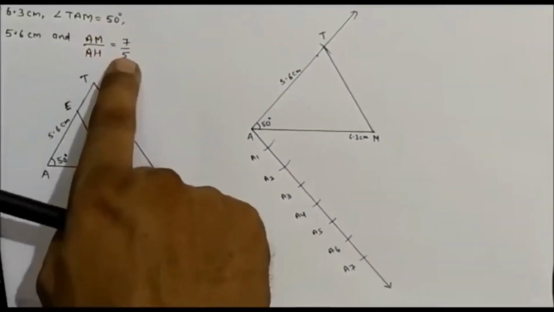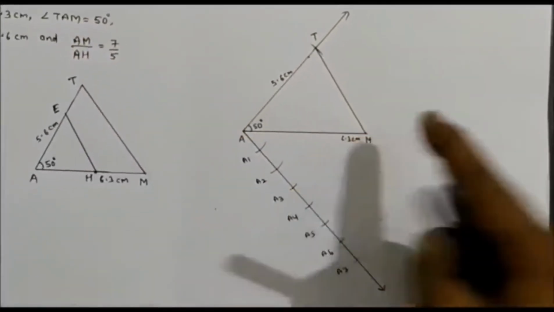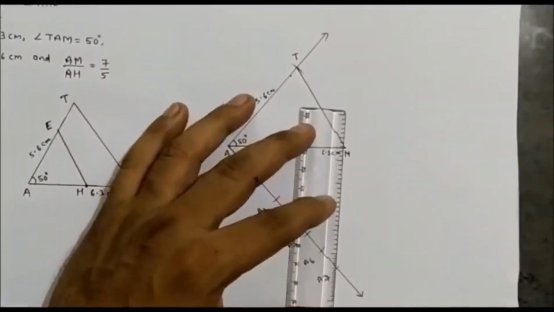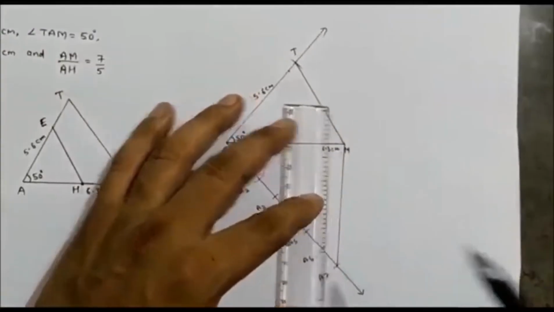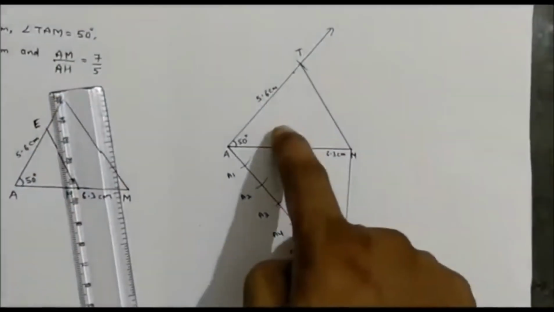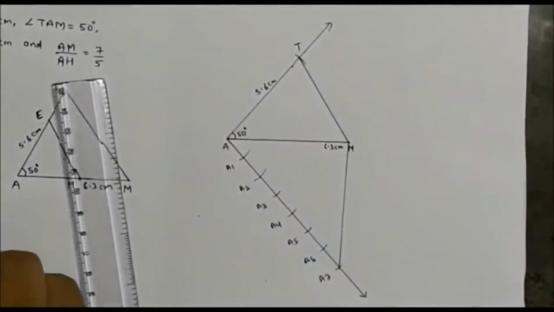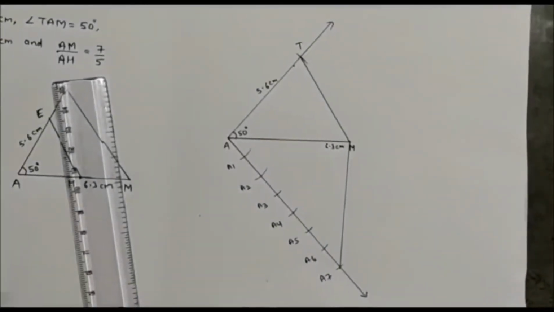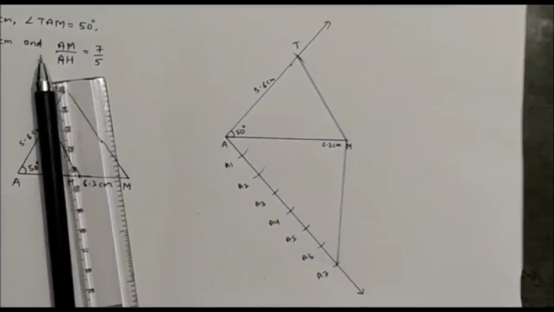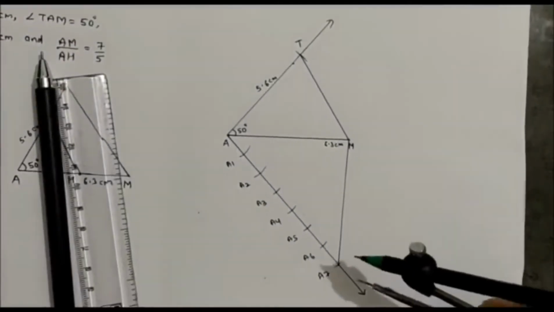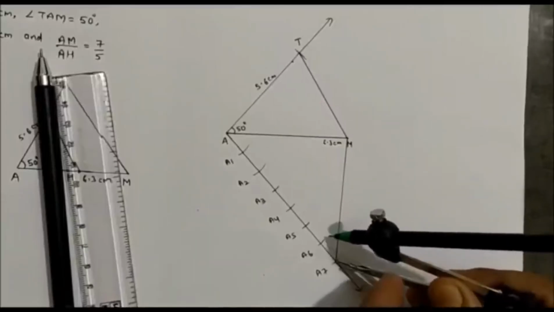Now see the ratio AM 7, AH 5. So this is AM, the ratio is 7. This we join with the 7th arc, because the other triangle will come inside this. This is a bigger triangle. Now how do we go about this? Now take the rounder, the compass, and keep it on this 7.